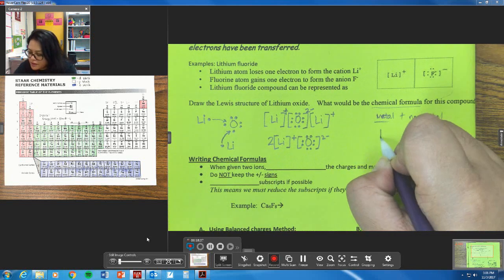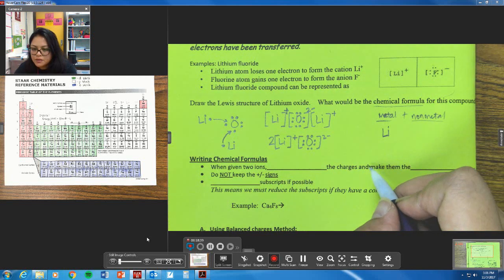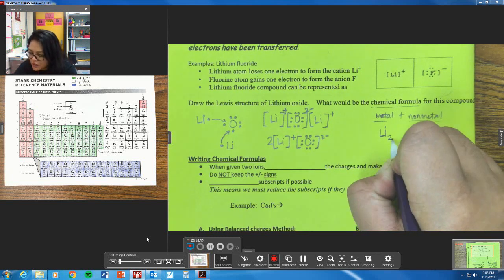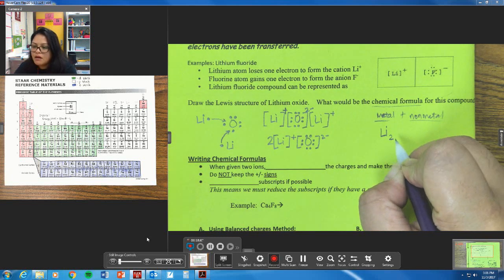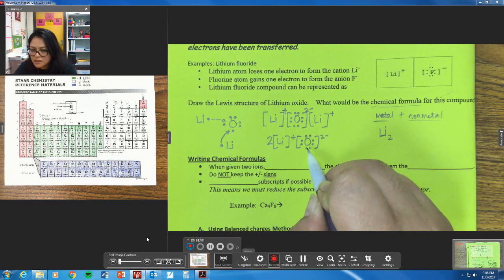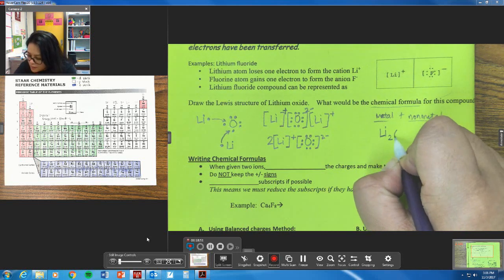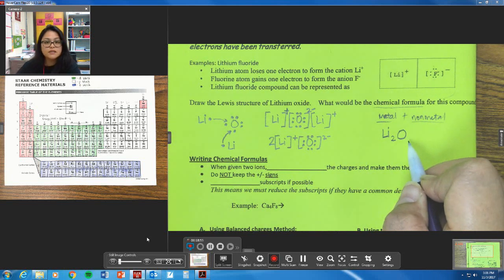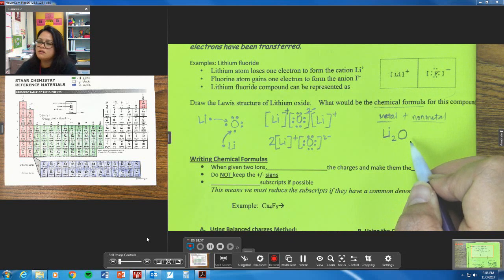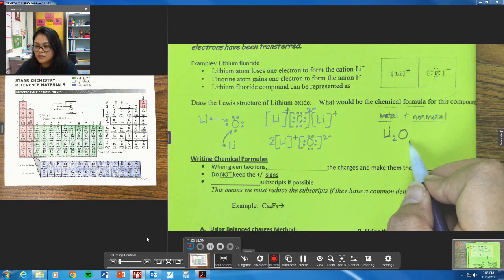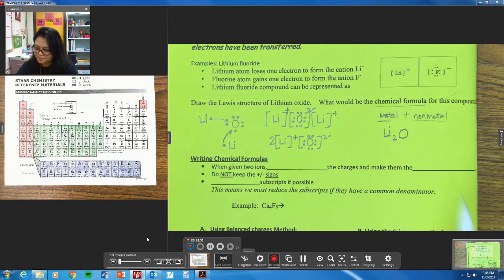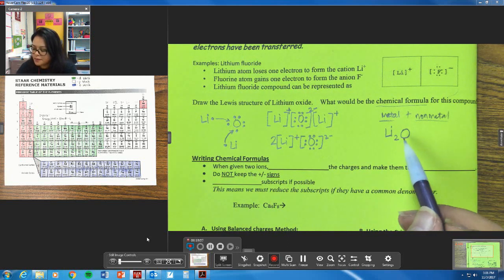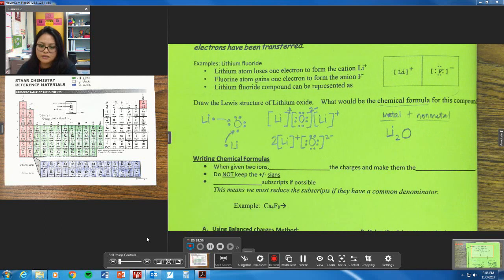So lithium is our metal, and how many do we have? We have 2 lithiums, so that's going to be my subscript. And then our nonmetal is oxygen. How many oxygens do we have? Well, we only have 1. Do we need to write a subscript 1 for oxygen? No. If there's no subscript, then that just means we only have 1 atom of that element.